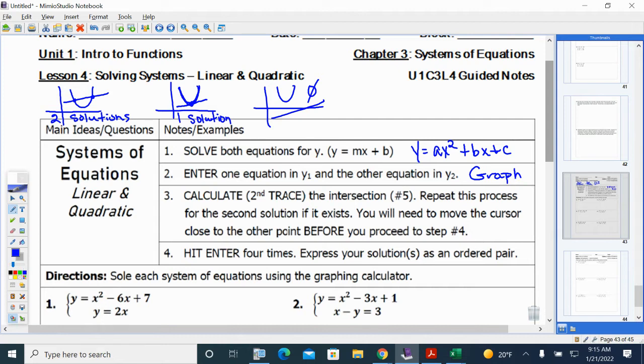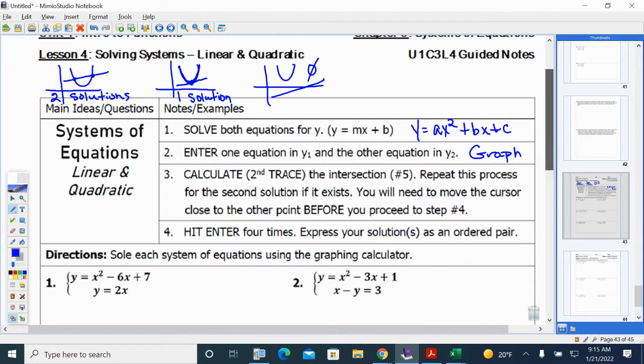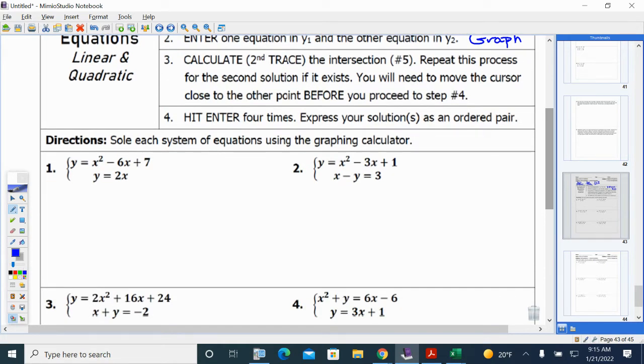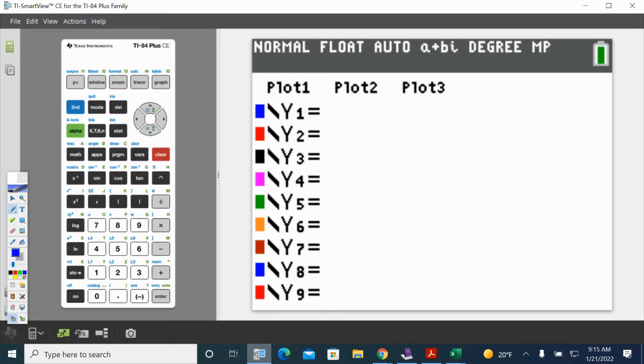So looking at example number 1, the directions here say to solve each system of equations using the graphing calculator. So both equations in number 1 are already in y equal. So I'm going to go to my graphing calculator. I'm already on the y equal screen.